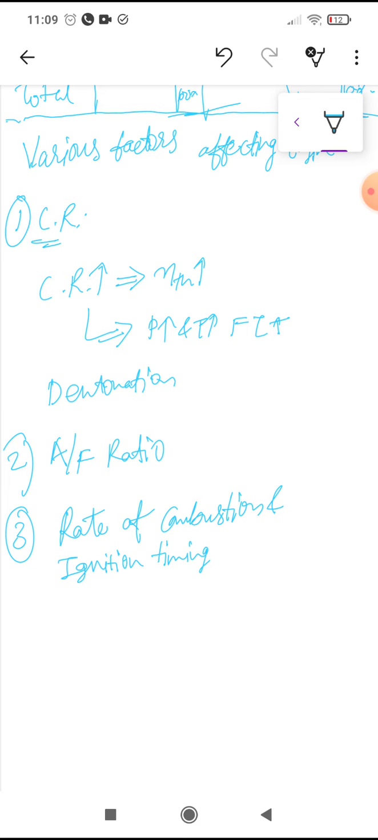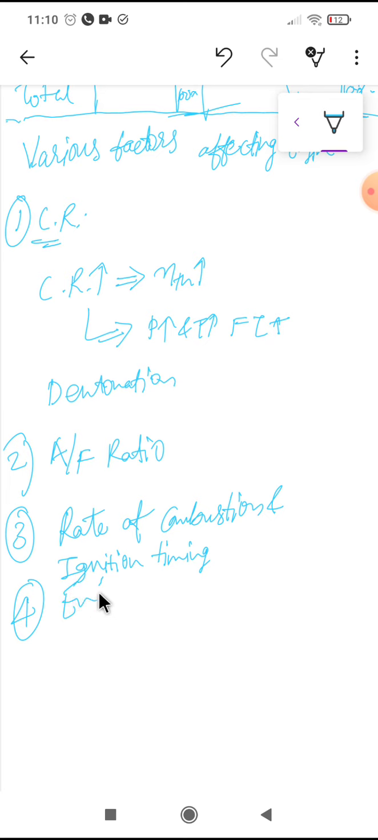In case of CI engine, the fuel injection is so timed that it provides half of the total pressure rise during combustion almost near the top dead center for optimum performance. So rate of combustion and ignition timing also have very much importance in engine performance.